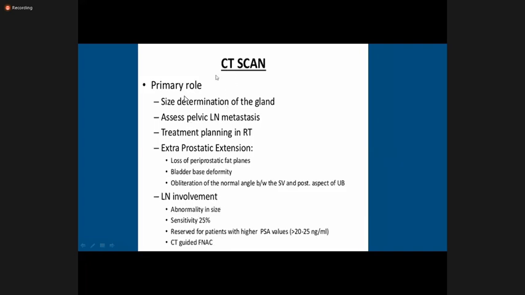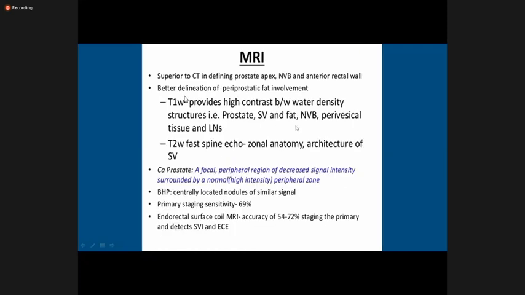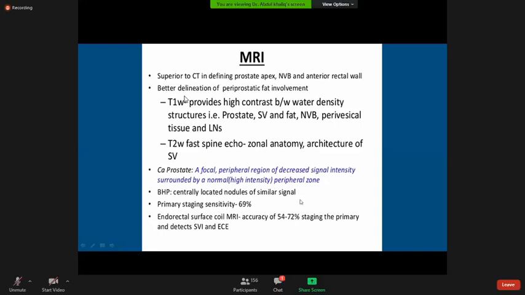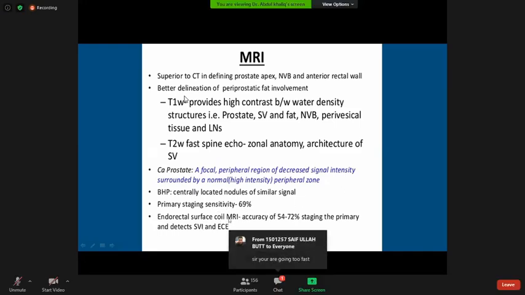So CT is important to see the size of the gland, to see locally advanced disease, and the lymph node status. MRI is superior to CT to define the prostatic apex, the neurovascular bundle, and the capsular wall. Prostate cancer is a focal peripheral region of decreased intensity surrounded by the normal peripheral zone. BPH is a centrally located nodule with a similar signal. Primary staging sensitivity is 69%. The endorectal surface coil MRI accuracy is 54 to 70%.